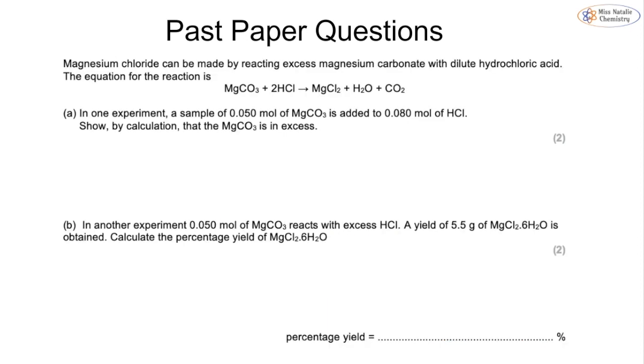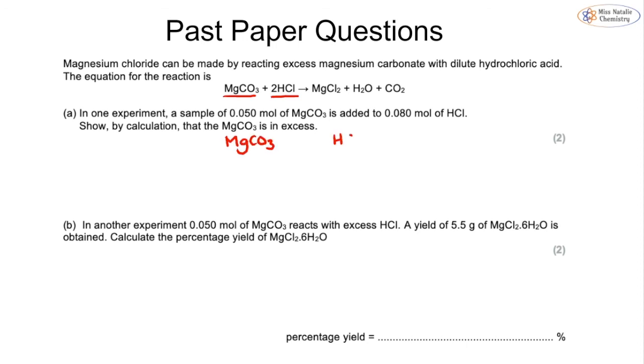Lastly, we're going to look at some excess and percentage yield calculations. So magnesium chloride can be made by reacting excess magnesium carbonate with dilute hydrochloric acid. So we have MgCO3 and 2HCl. In one experiment, a sample of 0.05 moles MgCO3 is added to 0.08 of HCl. We want to show by calculation that the MgCO3 is in excess.